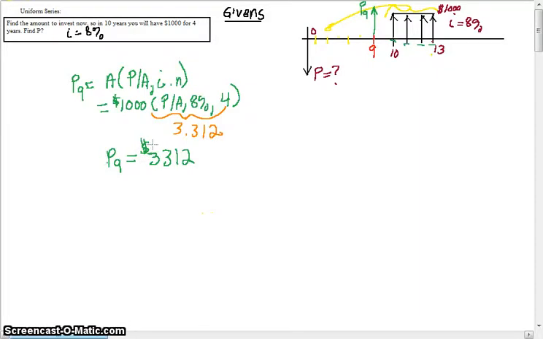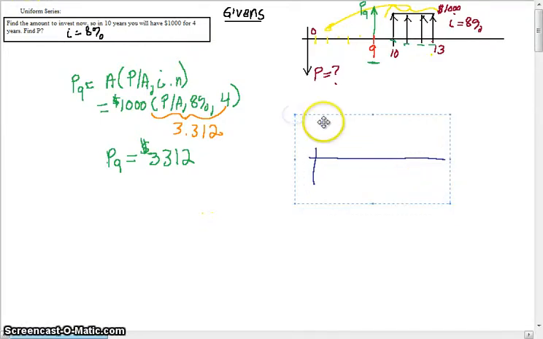But that's not really what we're looking for. That just gives us the value here, right? We can now redraw our cash flow diagram. Let's draw a new cash flow diagram. That didn't work very well, but that's all right. Let me redraw this so it looks a little neater. Sorry about that.